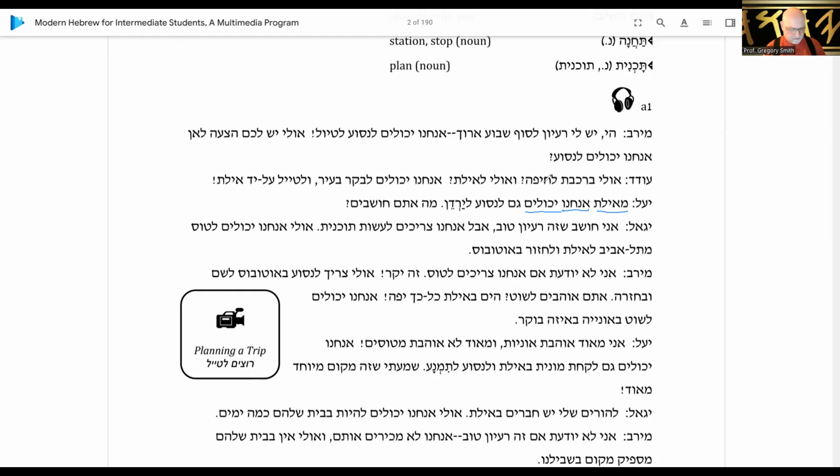Let's see here. מאילת אנחנו יכולים גם לנסוע. Yeah, we can also, that's the can one. That's right, yochalim is can. Okay, so again, gam, also, linsoa, travel. Let's see, Yarden, to the Jordan. I think that's what that is. Atem hoshvim, what do you all think? Okay, so that doesn't have anything to do with the idea of staying at the parents' house. So let's go down to the next one here.